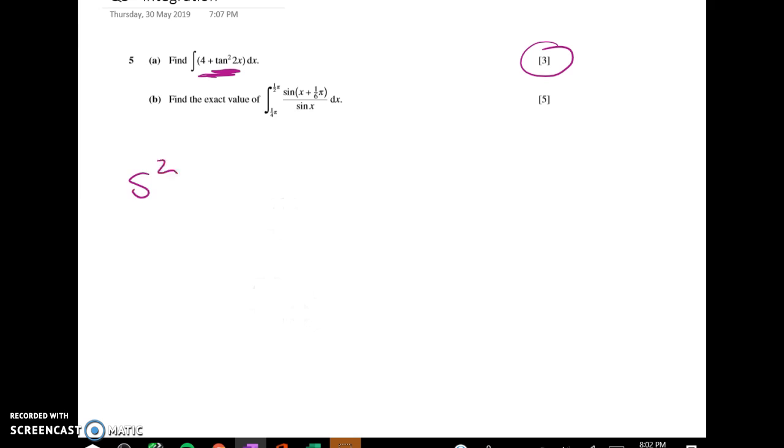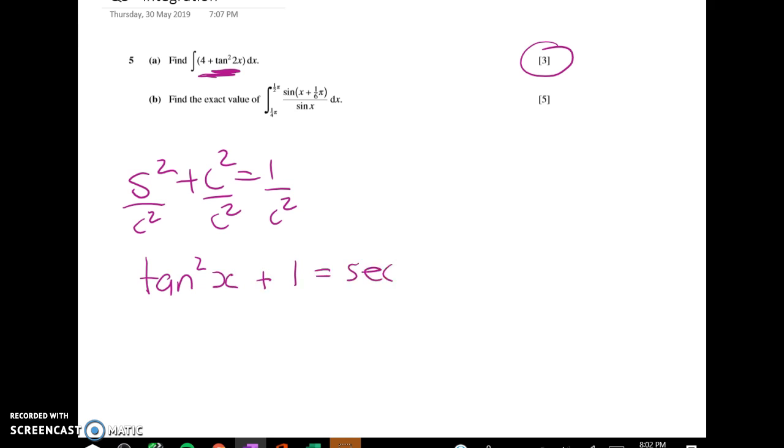Remember that I've got sine squared plus cos squared equals 1, and when I divide all of that through by cos squared, we generate one of our other identities, which is that tan squared of x plus 1, I can't stand not writing the x in there, I have to fix that up. Right, so tan squared x plus 1 is equal to sec squared x.